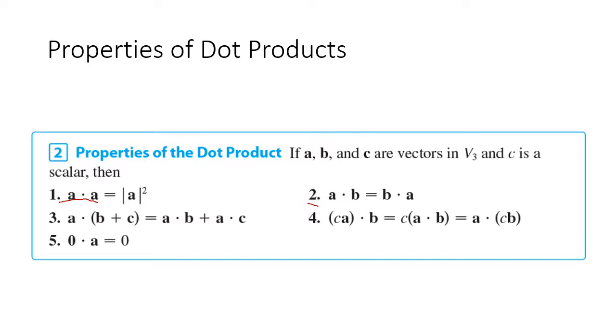Property 3 is our distributive property, which is very, very handy. Basically saying that if I have a dot b plus c, I can do a dot b, a dot c, and then sum those results. Property 4 is another distributive, where if I have a scalar, I can again distribute that scalar any way I would like, or factor it even. And again, that should make sense because the dot product is just multiplication and addition. We know we can factor with those. And then our fifth property is that if I take the zero vector dotted with any other vector, my result is going to be 0.